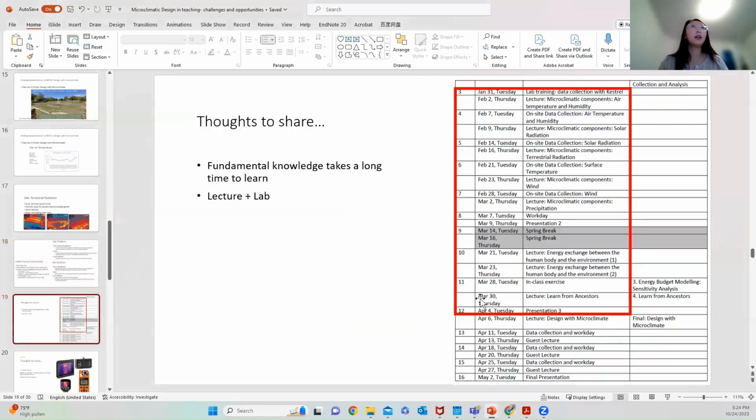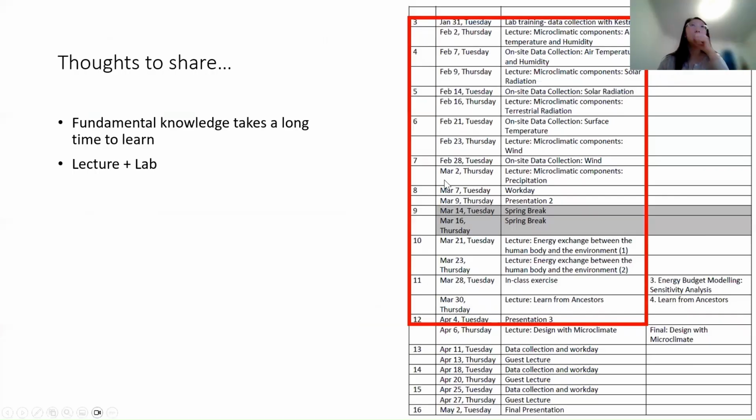All right, let me go back right here. Okay, so yeah, this is for this class. This is a one semester class and 3 credits. And then I have some thoughts, and also something I really want to hear your thoughts on. So first, I feel like the fundamental knowledge for microclimate study takes a long time for students to observe, to digest, and to learn.